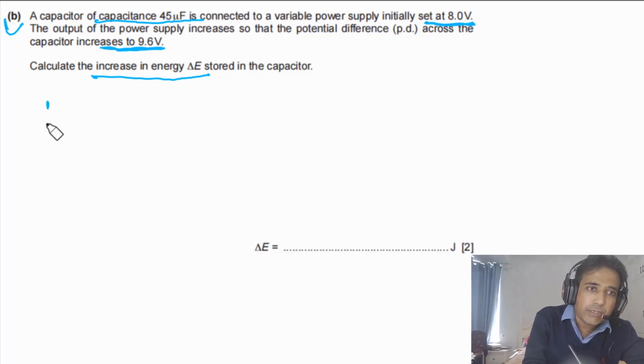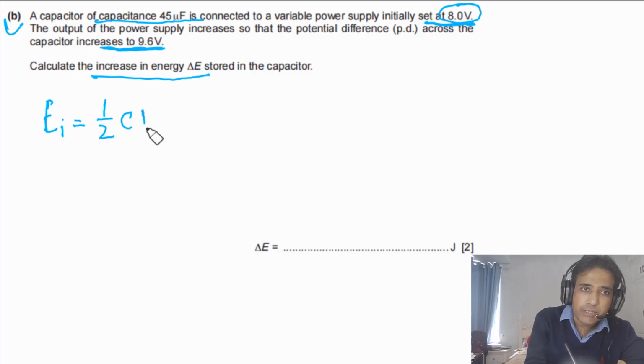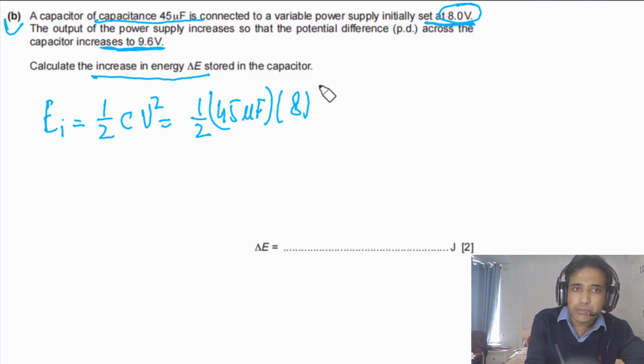First of all, we can simply say the initial energy stored in the capacitor, when the potential difference across the capacitor is equal to 8 volts, will be equal to 1/2 CV square. So this will be equal to 1/2, the value of C we have is 45 microfarad, and the value of V is 8 square.